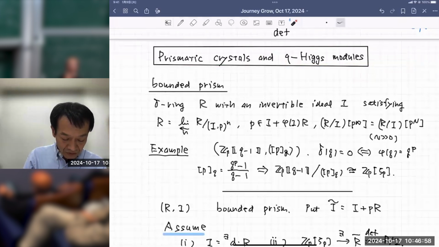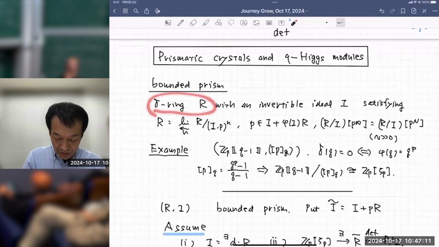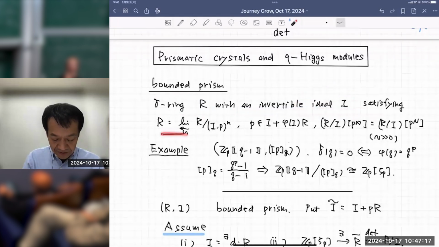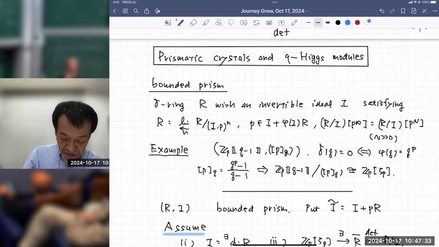So we consider a bounded prism. I just give a definition. A bounded prism is a delta ring endowed with an invertible ideal I, satisfying these three properties. The first property is that R is I-adically complete, classically complete. And p is contained in the ideal generated by I and phi of I. And actually, under this completeness assumption, if I is invertible, then it is locally principal.